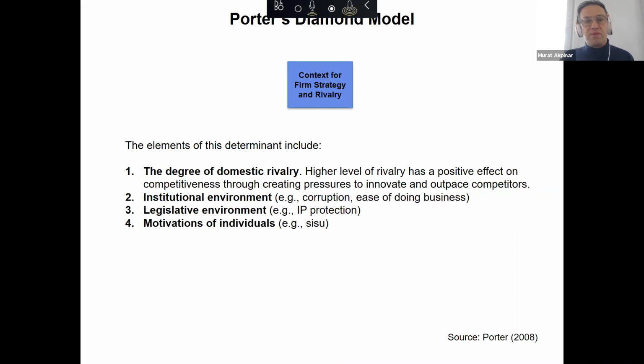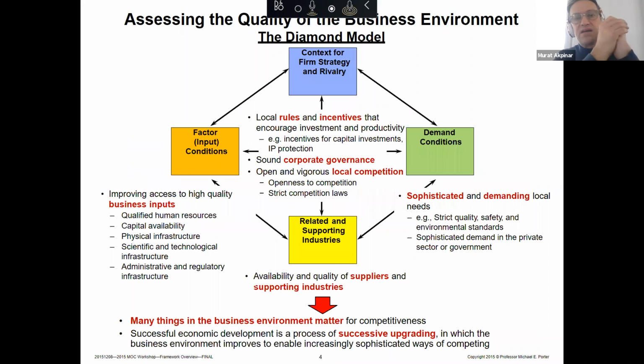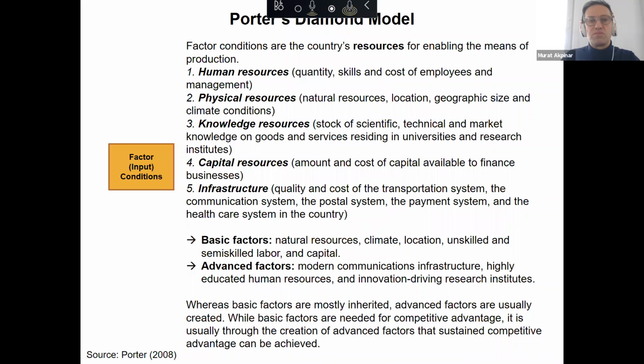So, coming back, we have discussed the 4 determinants of the diamond model. We looked at factor conditions, we looked at demand conditions, we looked at related and supporting industries, and we looked at the context for firm strategy and rivalry. As you will read in chapter 6, we also have these 2 external factors, the government and chance events that I mentioned earlier, that can also affect competitiveness through their effect on these 4 determinants.